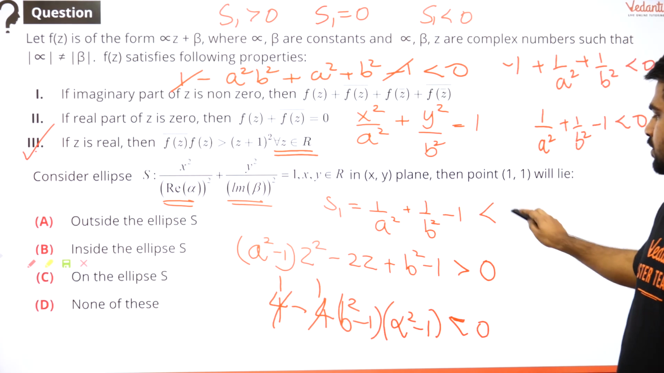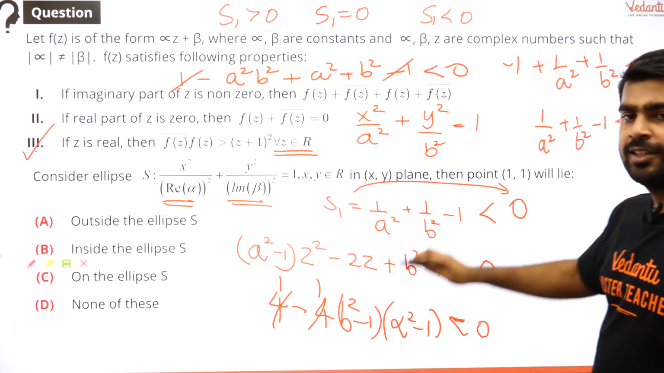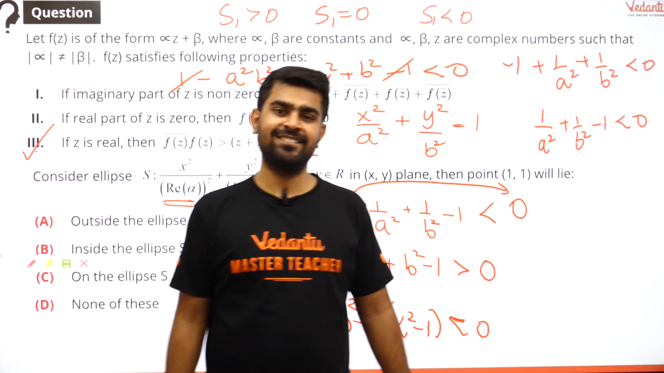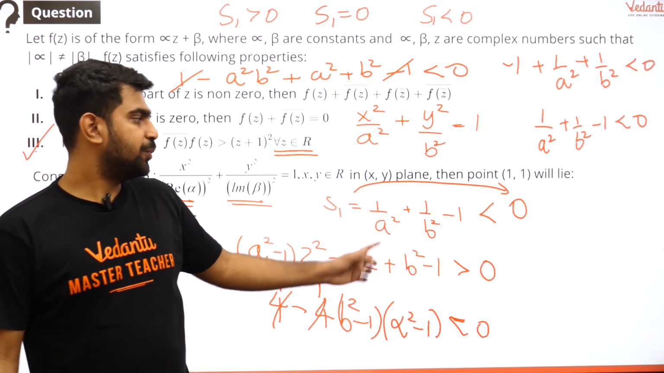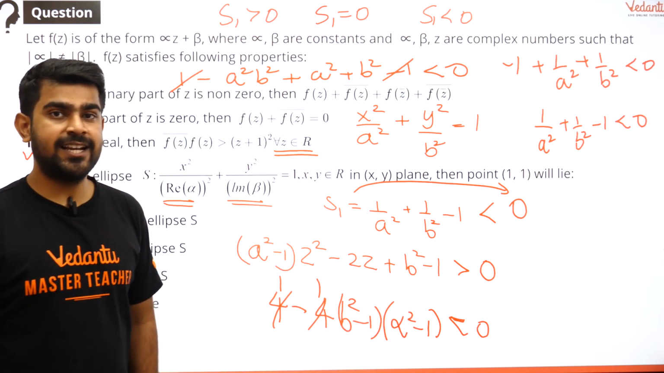So what do I get? Good. So did you all understand? So the point lies inside the ellipse. That is the answer for this question.